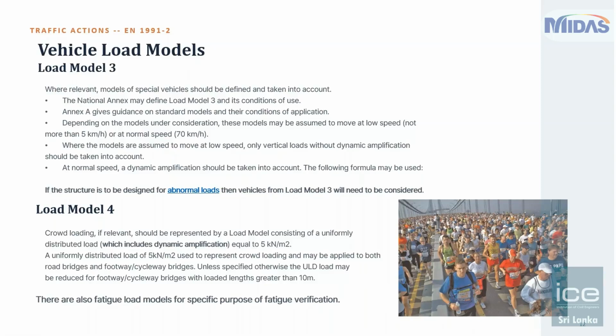If relevant, the structure should be represented by a load model consisting of a UDL of 5 kilonewton per meter square. This 5 kilonewton per meter square also includes your dynamic amplification factor. Now, if you have a loaded length of higher than 10 meters for footway or cycleway bridges, the code also allows you to reduce this UDL. There are also different load models for fatigue loads as well, but those fatigue load models are generally used for the specific purpose of fatigue verification.